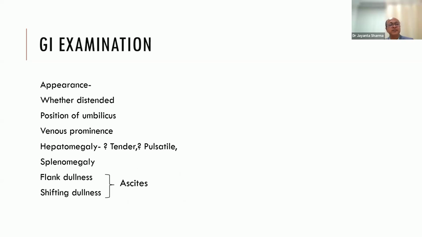Now GI examination. In appearance, the abdomen may be distended, the position of the umbilicus may be a little bit prominent, there may be abdominal venous prominence, and sometimes if the patient is having severe heart failure with raised JVP, we may get hepatomegaly as well as ascites.